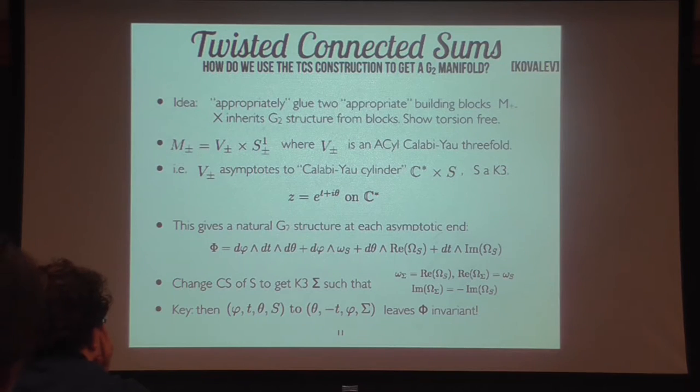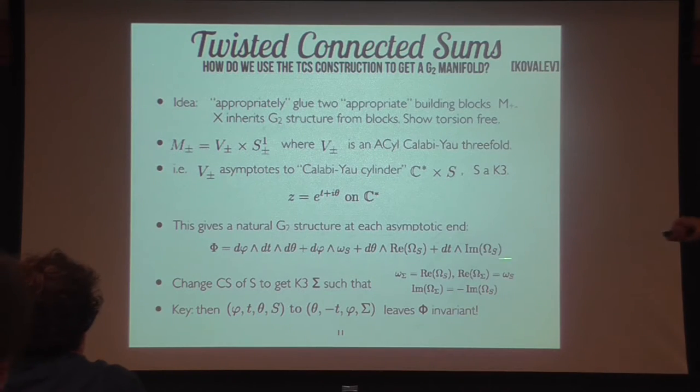And in particular, this gives rise to a natural G2 structure on each asymptotic end that takes this form. So for example, omega s is the Kähler form of the K3 surface, and so on. Theta, capital omega is the complex structure. And the basic point is that you have 2 K3 surfaces associated with these M plus minus, and if you were to glue them in an appropriate way, such that the G2 structure was invariant under it, you would be able to build a nice G2 structure on the total space, which is compact. And then if you could show that that was torsion-free, you would have a G2 manifold. So that's what it is.